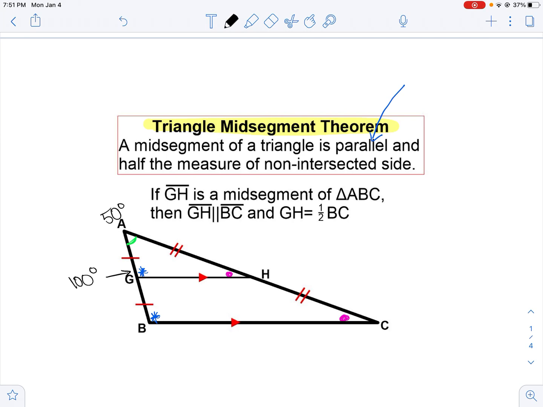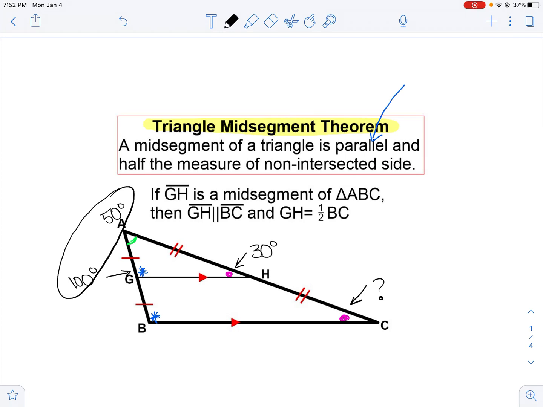Could you find out what angle C is? And sure you could, because you know that there's 180 degrees in a triangle, and the sum of this is 150 degrees. So 180 minus 150 means that this angle right here is 30 degrees.